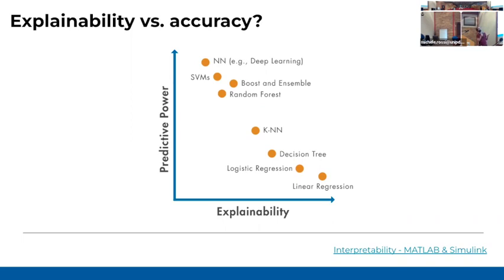And then you have decision trees, where you can follow the branches of the tree to see why the model is making that decision, and then on top you have the neural network, where you have absolutely no idea what's going on.